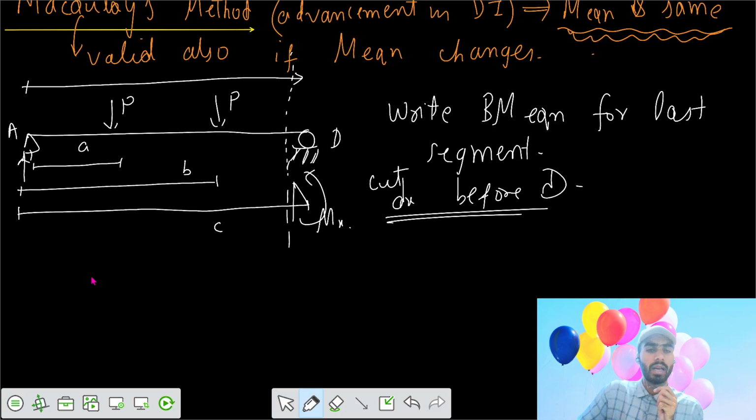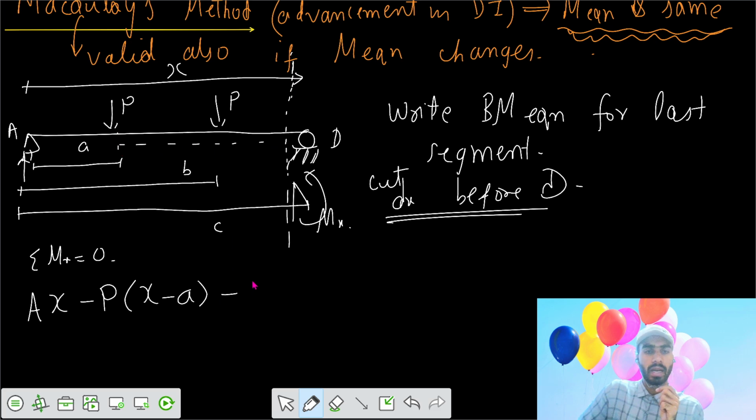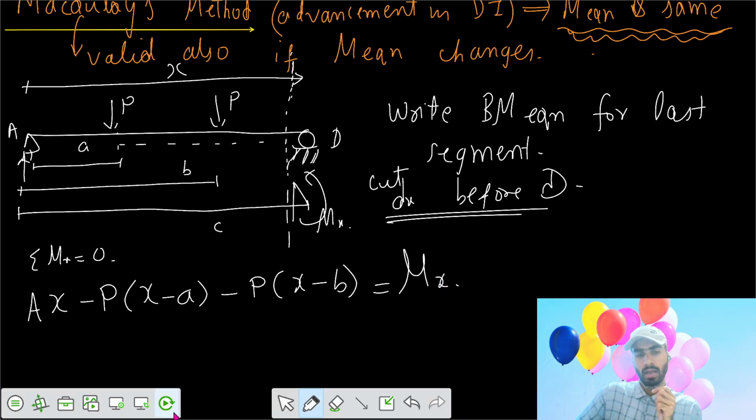We can say the summation of moments at x equals 0. We can write A into x, because you are cutting the section at x. Then minus P into (x minus a), because this length is x minus a. Then similarly minus P (x minus b). Then you have the bending moment Mx, which is anti-clockwise, so we write Mx.